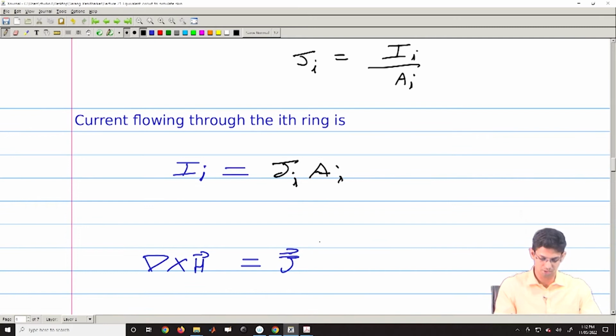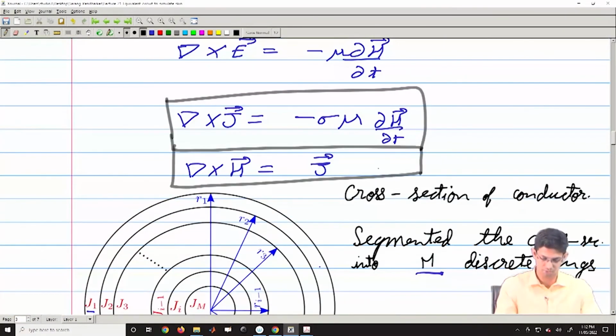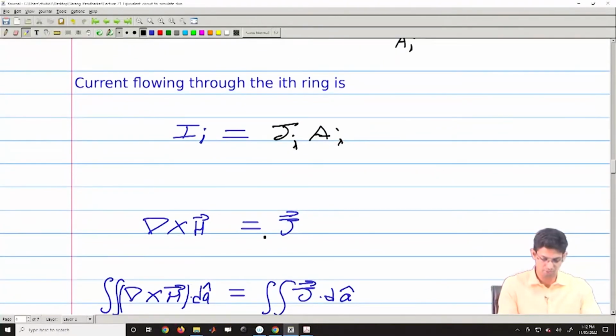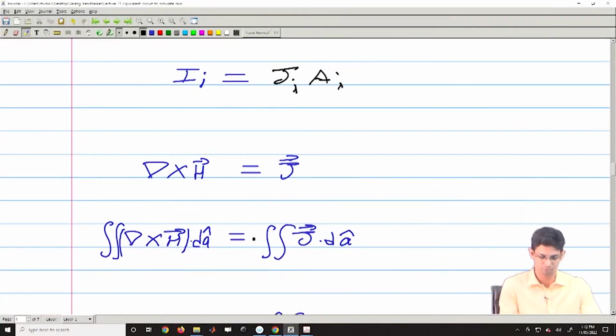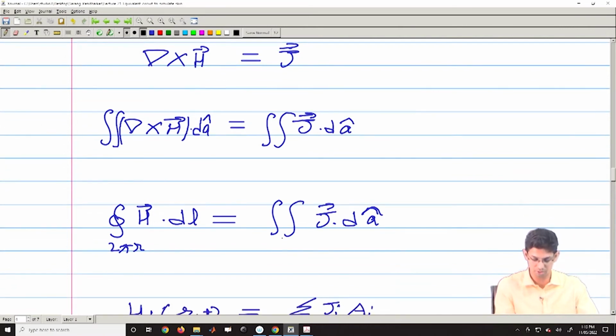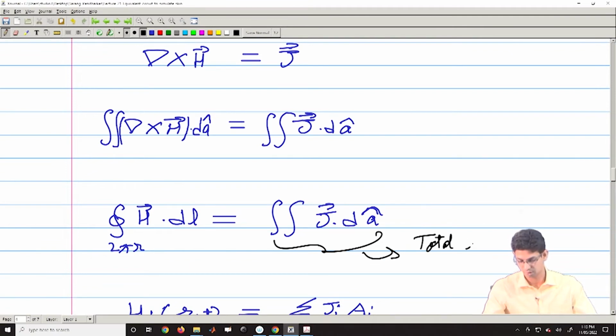Now, let us take these equations one by one. So, let us take this equation first. If I take this equation, I can write it in the integral form like this, and then finally I will have the closed line integral of H dot dl, which is H times 2 pi r. So, that will be equal to the total enclosed current.